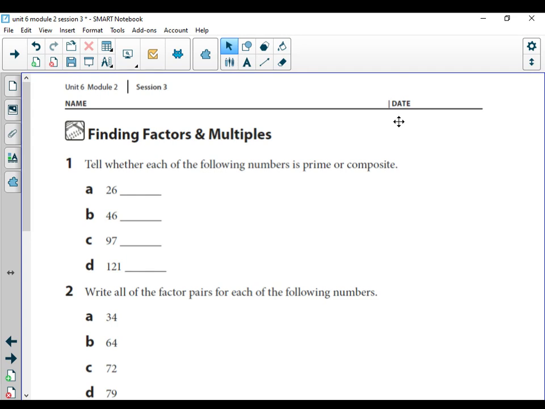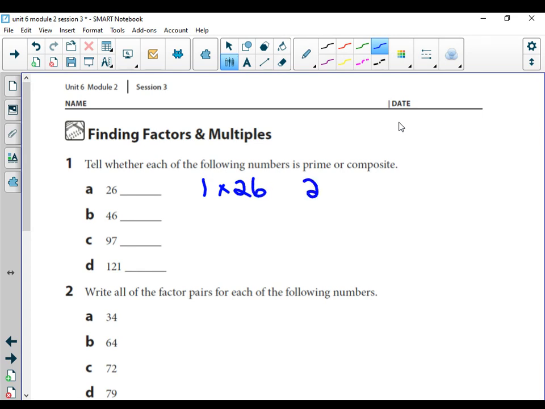So the number 26, I know right away, you guys, 1 and 26 are factors, but it's an even number. So you take 2 times 13, and that's another factor pair. So it has 4 factors. We call that number composite.